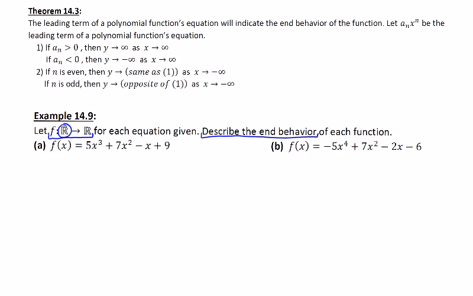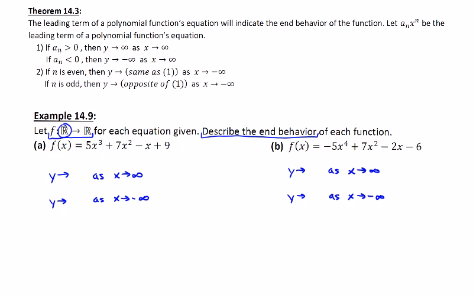There's only two statements. There is y approaches something as x approaches infinity. That's going to be for the right-hand side. And then there will be y approaches something as x approaches negative infinity. That'll be for the left-hand side. So each one of these equations that we have here will have the same general structure for the end behavior statements. But since we don't have the graph, we're going to have to use Theorem 14.3 to help us figure out what the behavior actually is for the y's.